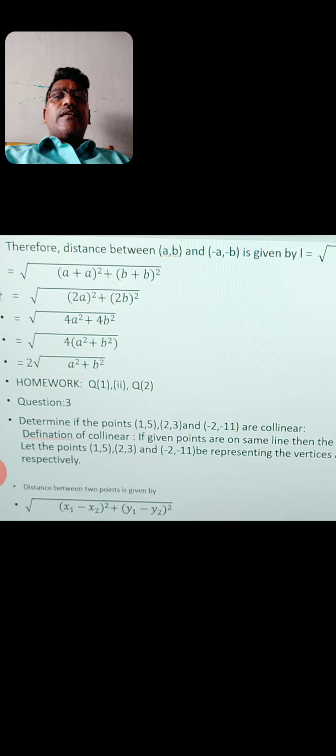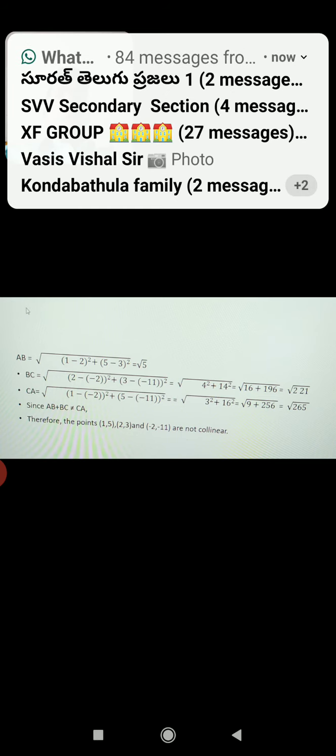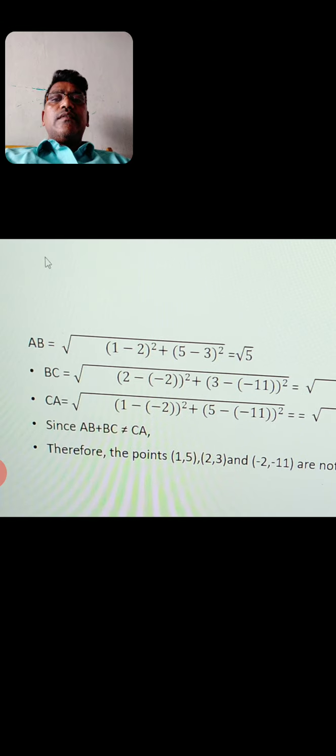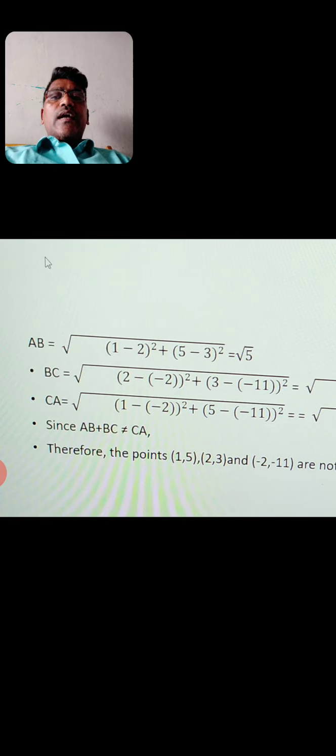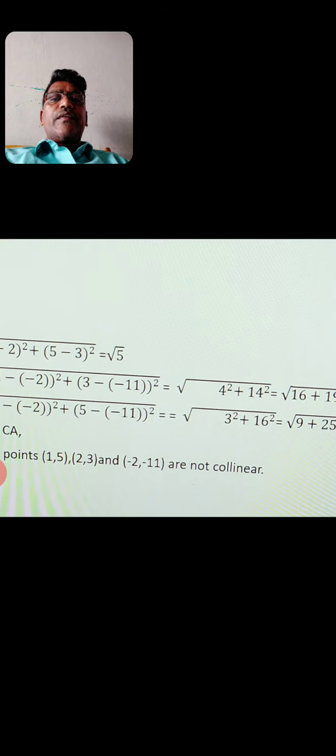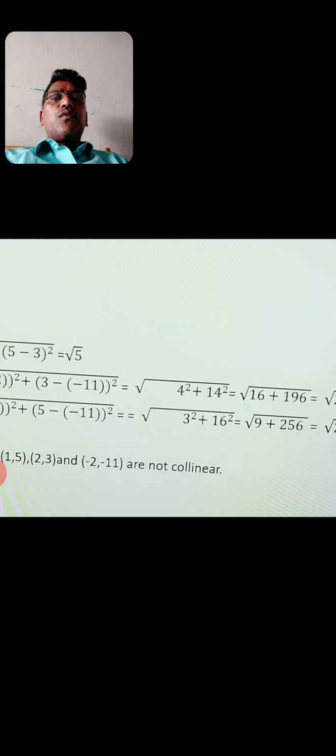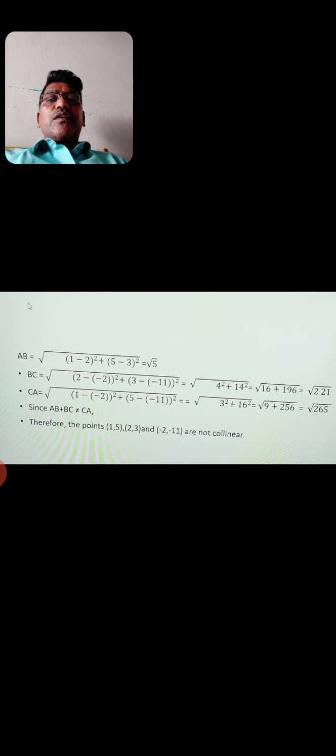First we are finding, by using the distance formula, AB equal to root 5, BC equal to square root of 221 and CA equal to square root of 265. You see here, AB is root 5, BC equal to root 221 and AC equal to root 265. And by this we know that AB plus BC is not equal to CA. I mean these 3 points are not located on the same line. So it is not collinear, it is non-collinear.